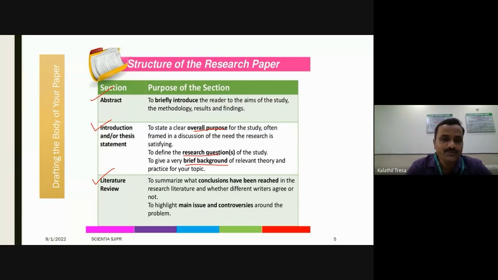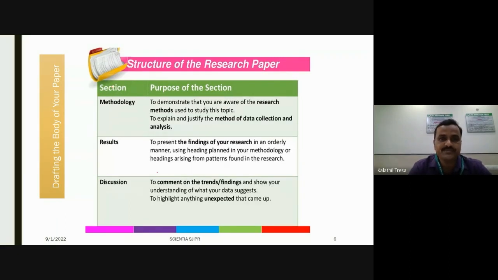Next one, the literature review. It is sometimes also written in the introduction part, where the summary of the conclusions reached by previous literature written by different researchers is given. The main highlights are what main issue they solved and what controversies they found around that problem. So that hypothesis we have to take from the literature survey.